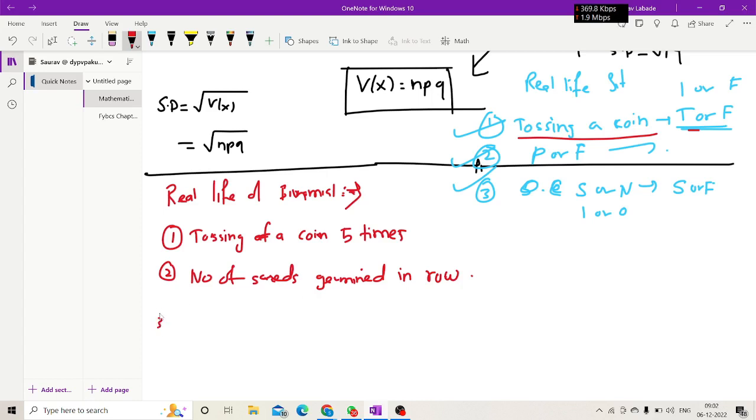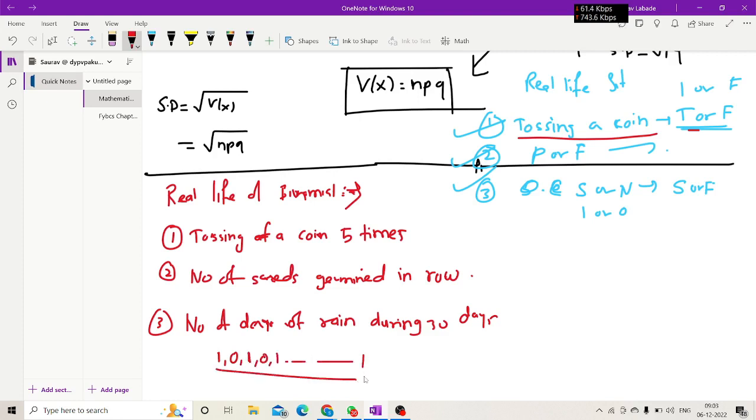I can also take one example, the number of days of rain during 30 days. Suppose there is rain, then I will denote it by 1, no rain, then 0. Like this, I will consider the 30 days. So that will be one example of the binomial distribution. So this is just about the real life examples of the binomial distribution.